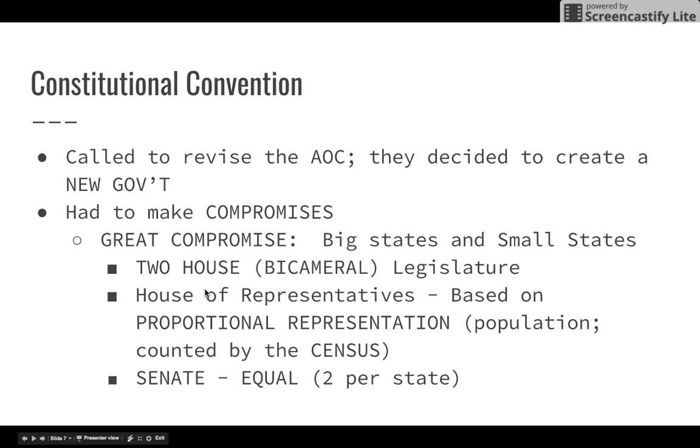So in our legislative branch, we have the House of Representatives, which is based on population, proportional to satisfy the big states. And we have the Senate, which is based on equal representation. Now, this explains why the census, which counts population, is so important, because we need to count population to determine how many representatives each state will get in the House of Representatives.